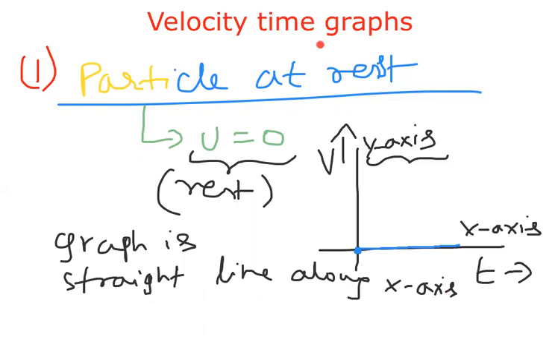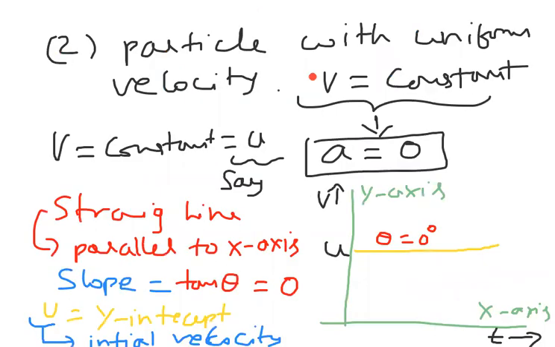x-axis, velocity-time graphs. Next, the second condition we discussed: particle with uniform velocity. Uniform velocity means velocity is constant and the acceleration value is 0. So velocity is constant, and that value we have written as u. Initially the velocity is u, and this value is always constant.